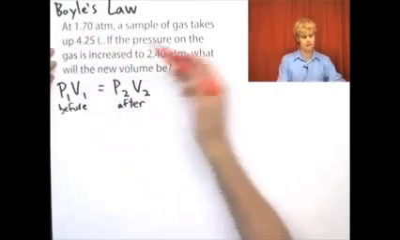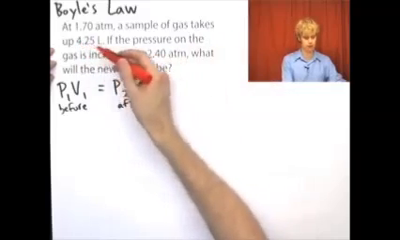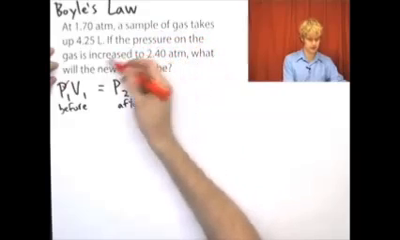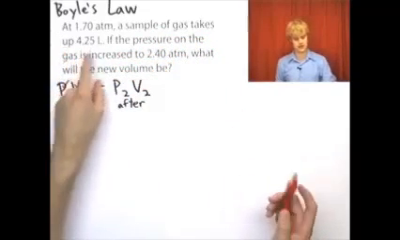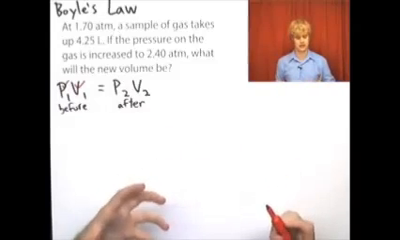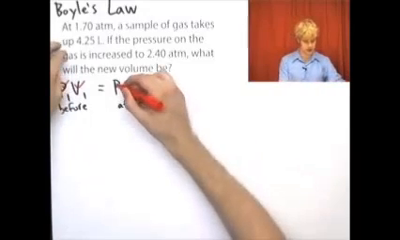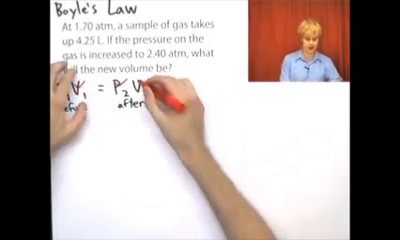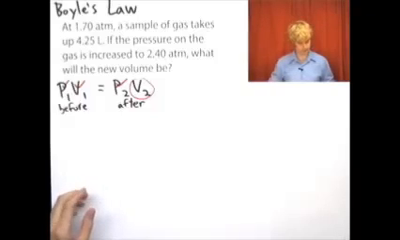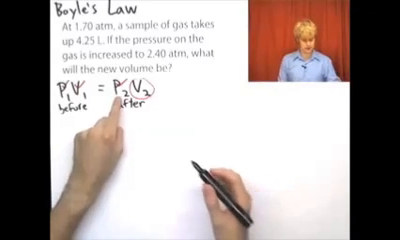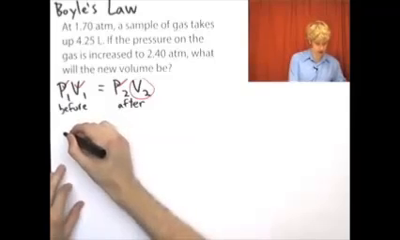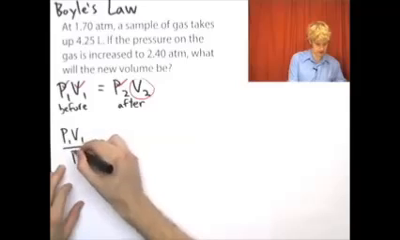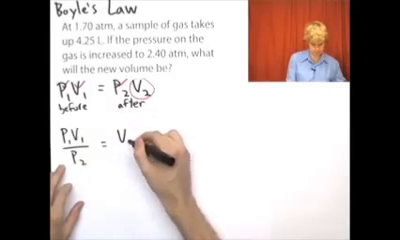Okay. At 1.7 atm, a sample of gas takes up 4.25 liters. So we have the before pressure, 1.70 atm, and we have the before volume, 4.25 liters. We now say if the pressure on the gas is increased to 2.4 atm, what will the new volume be? So we have P2, the second pressure after the change, but we don't have the volume. So it's going to be V2 that we're going to be solving for. We'll want to rearrange this by moving P2 under this other thing. So we're going to get P1 V1 divided by P2 equals V2.